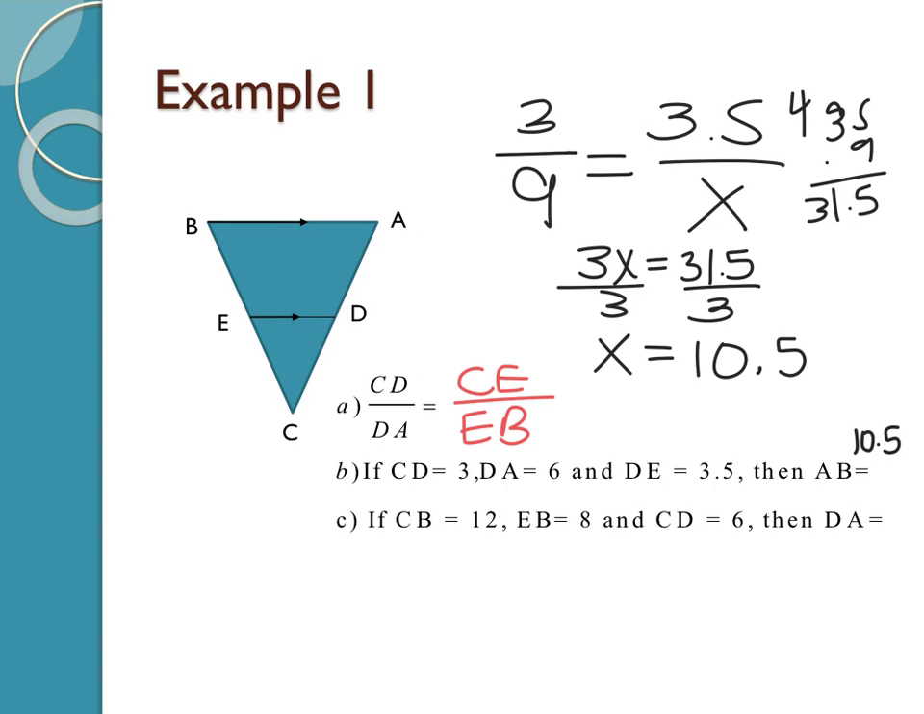C says if CB is 12 and EB is 8, CD is 6, find DA. So now I'm dealing with my proportion side. So I can break these up into parts, okay? So if I have 8 and x, right, if I go left to right and I have 8 and x, what would go over 6?